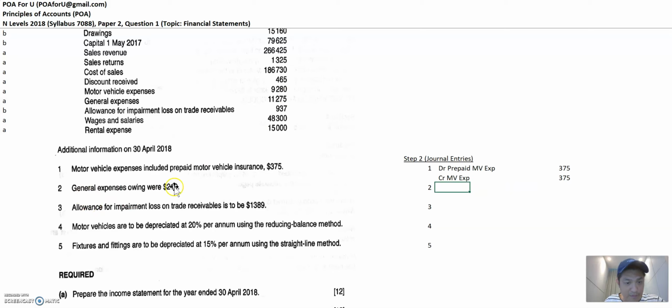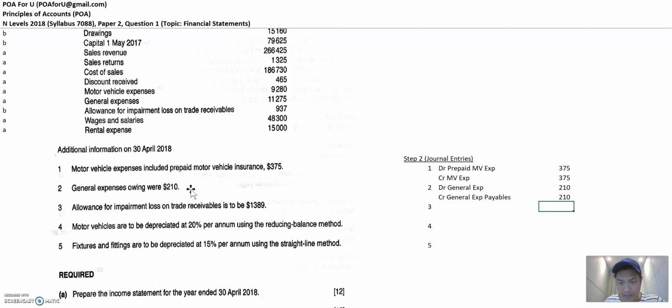The second one, general expenses owing, were $210. So out of this general expenses that's recorded here, you still owe $210, and that's not been recorded. So you need to increase this general expenses. You debit general expenses 210 and credit general expense payables, because you're still owing, so that crystallizes a liability. Liability is credit in nature, so if you want to increase a liability, you credit it.